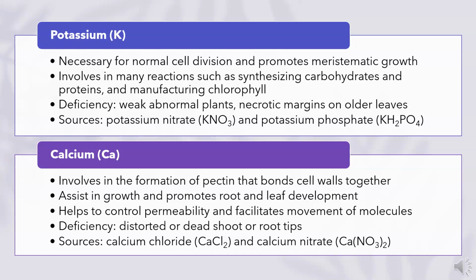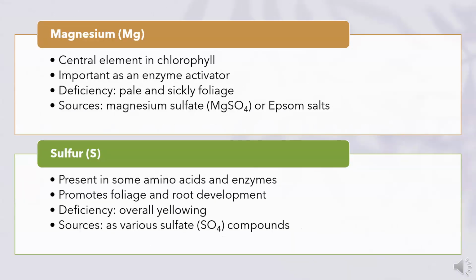Magnesium is the central element in chlorophyll molecules, and is also important as an enzyme activator. Magnesium deficiency causes pale and sickly foliage. Most tissue culture formulas use magnesium sulfate, commonly known as Epsom salts, as a source of magnesium.